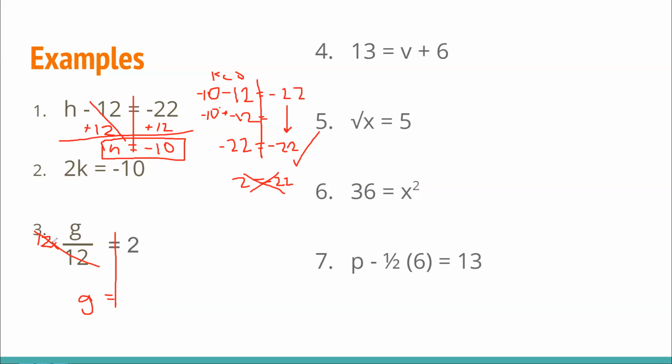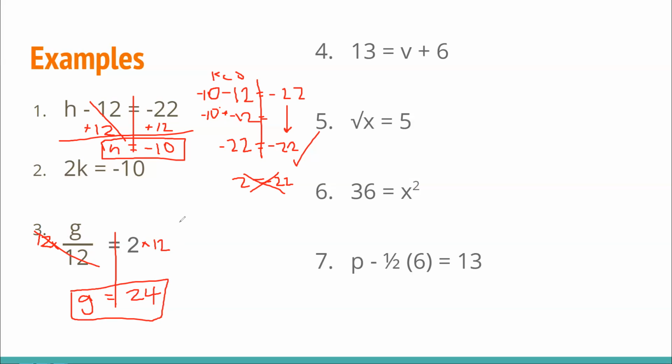But whatever I do to one side of the equation, I have to do to the other. So since I multiplied by 12 on the left, I have to multiply by 12 on the right. I know that 2 times 12 is going to give me a 24. So my final answer is going to be g equals 24.